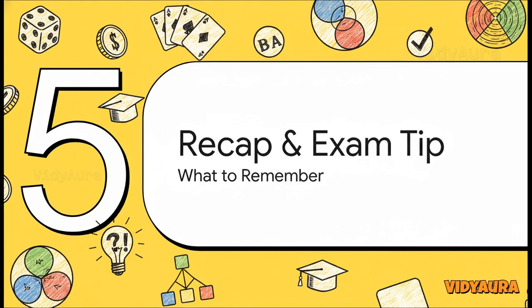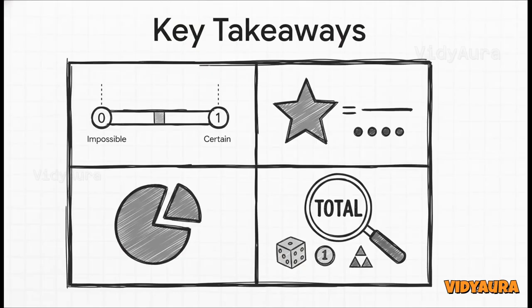Excellent. We have covered so much ground. Let's just do a super quick summary of the most important things, and then I have my number 1 tip to make sure you don't lose any marks in your exams. So what do you absolutely need to remember? 1. Your answer must be between 0 and 1. 2. The golden rule is favorable divided by total. 3. The chance of something not happening is just 1 minus the chance that it will happen. And 4. The most important first step is always to figure out the total number of outcomes.